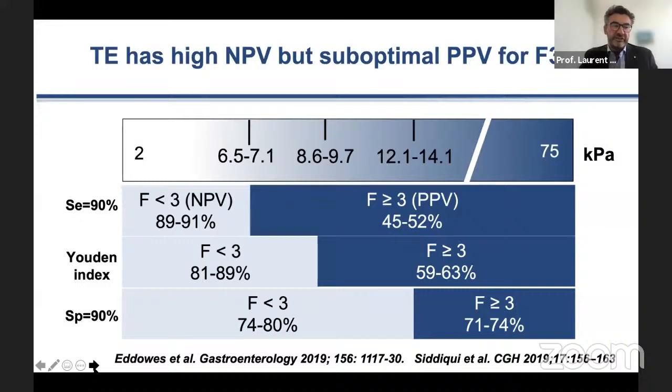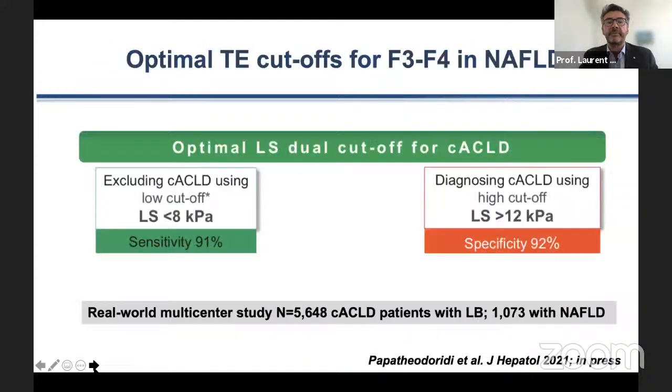So the message is that, as compared to viral hepatitis and especially HCV, the positive predictive value of transient elastography in NAFLD is suboptimal. There is a recent real-world multicenter study with more than 5,000 cACLD patients with liver biopsy, of whom 1,000 have NAFLD. You can see in this meta-analysis that the proposed Baveno cutoffs of 10 and 15 kilopascal have been reconsidered and optimized. If you lower the cutoff to 8 kilopascal, you increase sensitivity to more than 90%. And if you lower the upper cutoff of 15 to 12 kilopascal, the specificity is still very good, but you end up with around 30% of your patients in between these cutoffs.